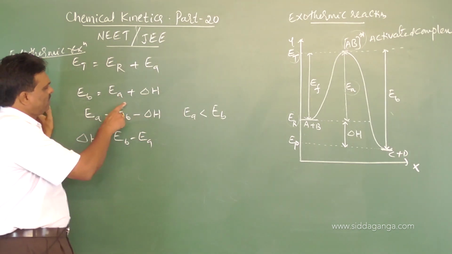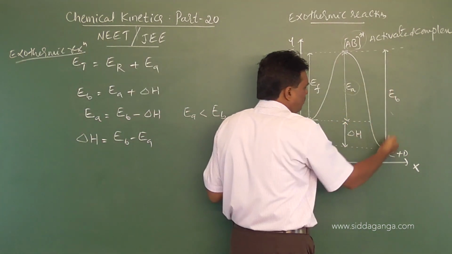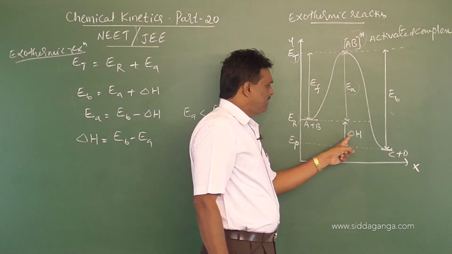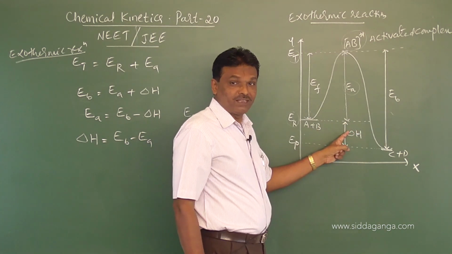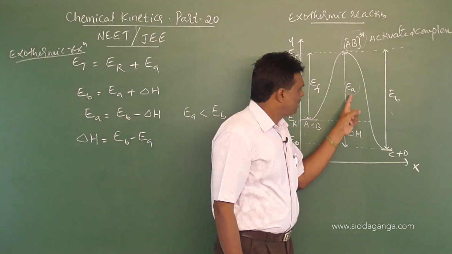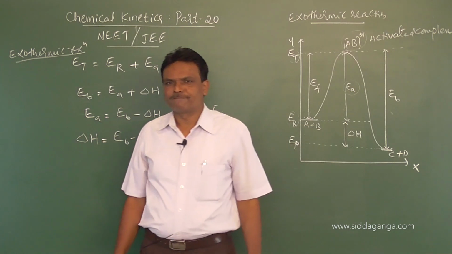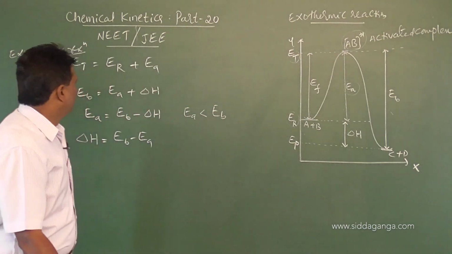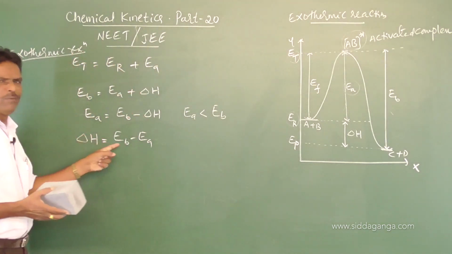So here EB, the energy of activation for the backward reaction, is equal to EA plus delta H. Delta H is the enthalpy of reaction. So if the enthalpy of reaction is added to EA, it is equal to EB. Is that clear? In case of endothermic reactions, these are all very important points.